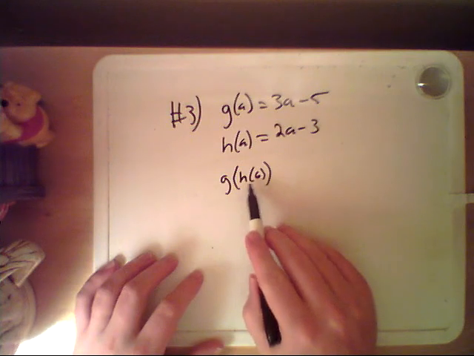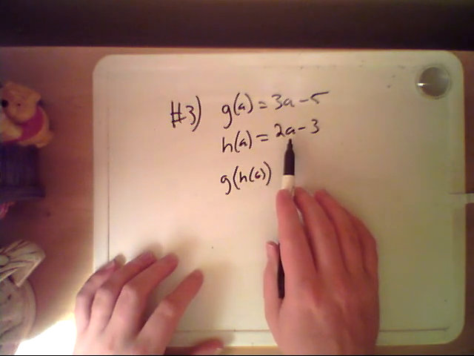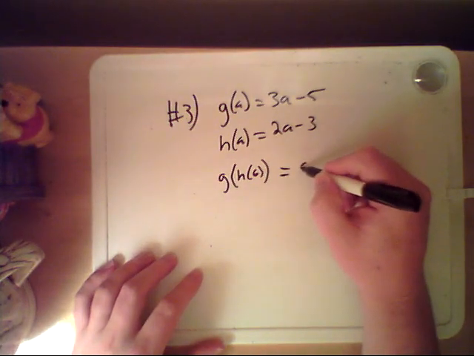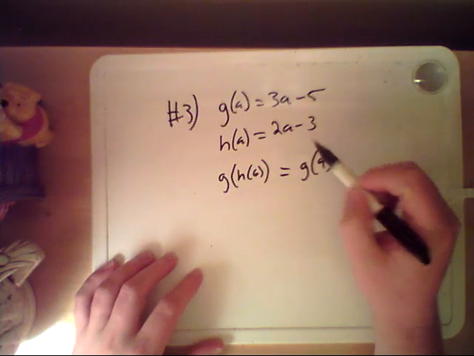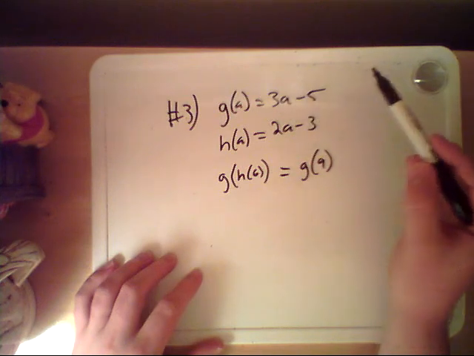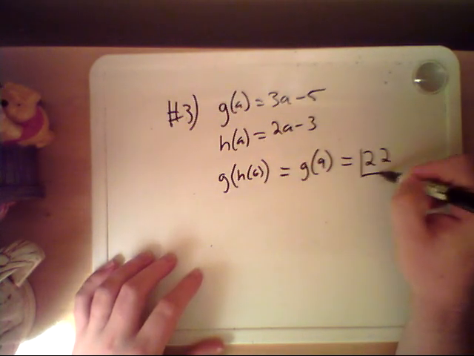So first we'll find h of 6. So I'll plug 6 into the h function. 2 times 6 is 12. 12 minus 3 is 9. So this is going to equal g of 9. Now we'll plug 9 into the g equation. So we get 3 times 9 is 27. 27 minus 5 is 22.